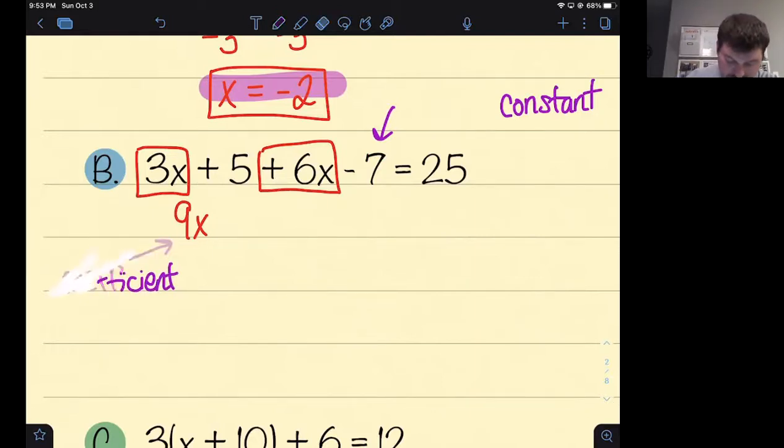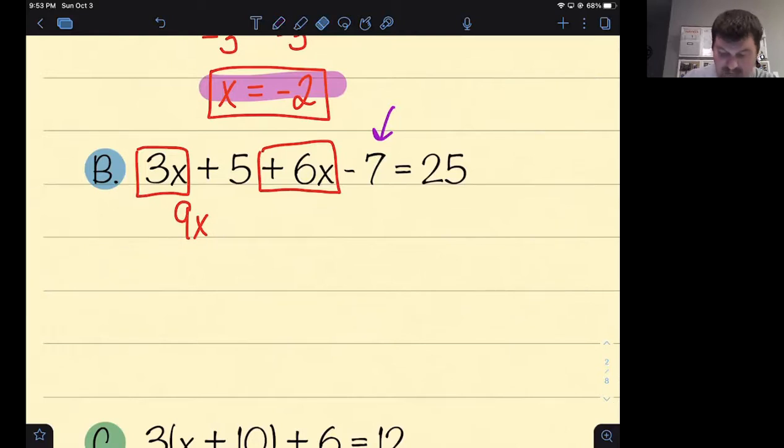So constants are the terms that don't have a variable, and they're also like terms. They share in common the fact that they don't have a variable. So I'm going to combine this positive 5, not with a 7, that would give me 12, and that's wrong, but with a negative 7. 5 and negative 7 will give me negative 2 because I have to subtract because they have different signs.